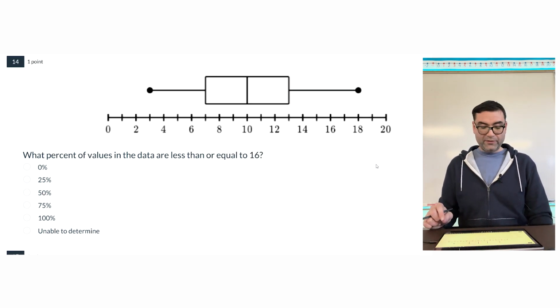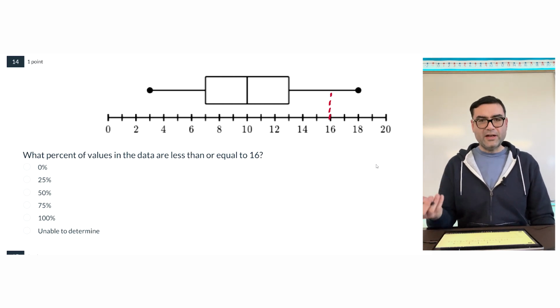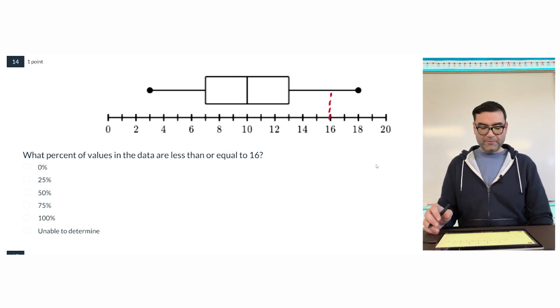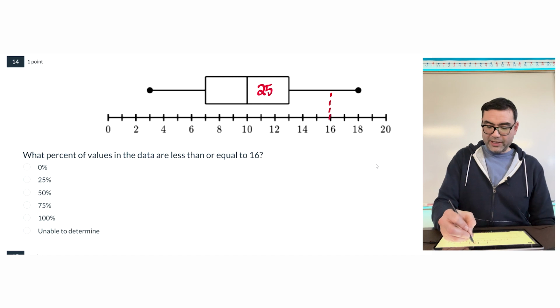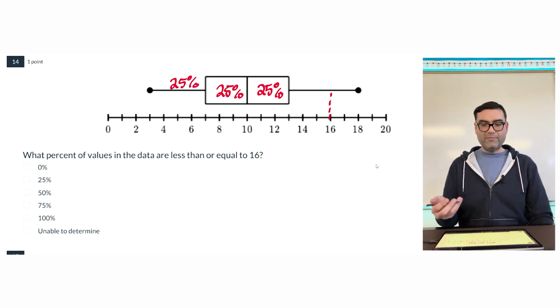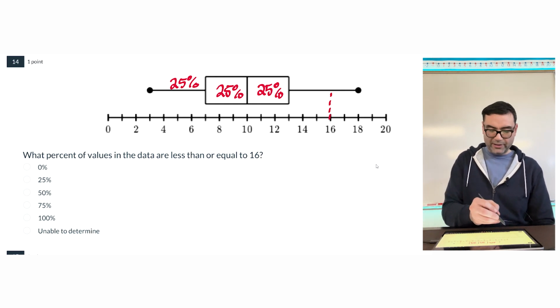14 asks us to find the percent of values that are less than or equal to 16. So 16 is kind of awkward because it's not on a quartile or a maximum or a minimum or a median. So we do know that there's 25% here, here, and here. So it's greater than 75, but less than 100. So from the choices here, I think we're unable to determine the answer there.